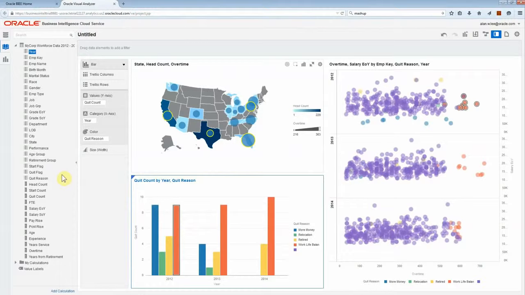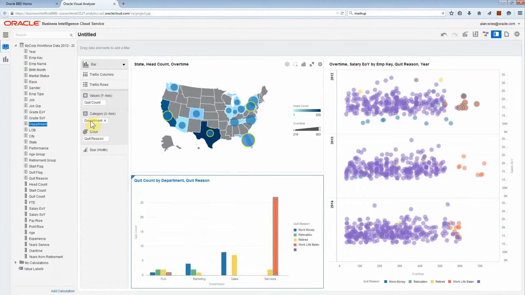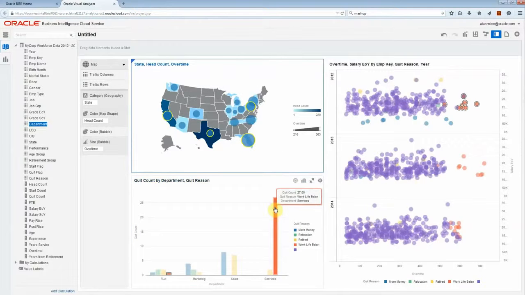And the final thing I might do is see if there's any particular department that's overrepresented in this area. So I will replace year with department. And I can now see that the services department is the one where people seem to be mostly quitting from. So we do have an issue in the services department. We have an issue in Florida specifically, and in the services department.